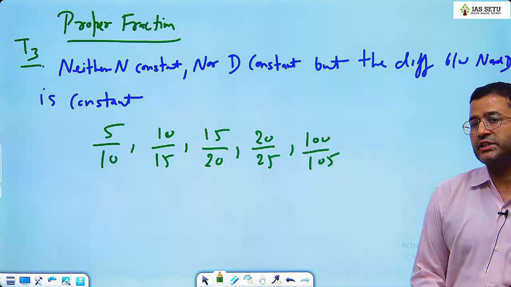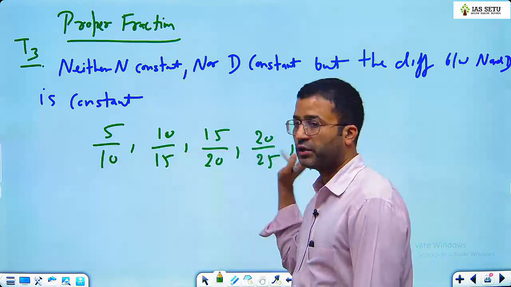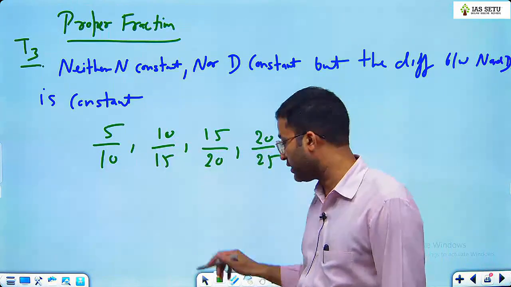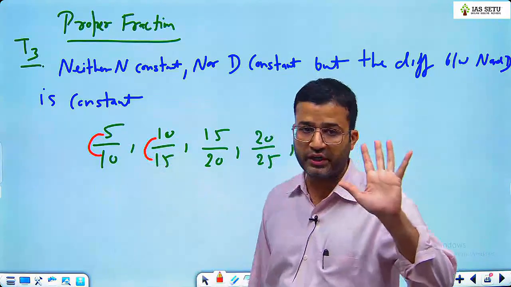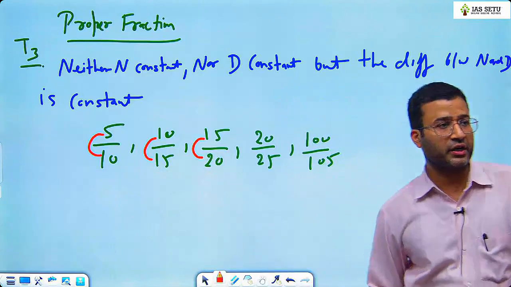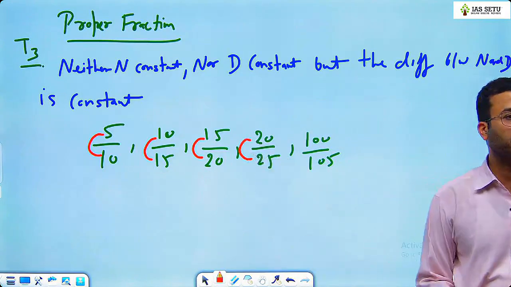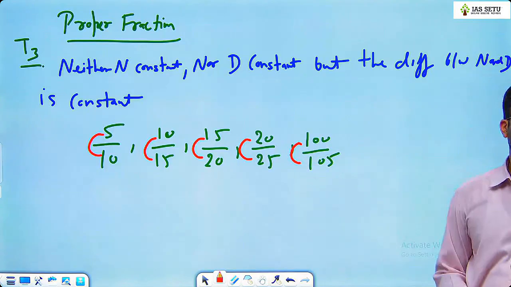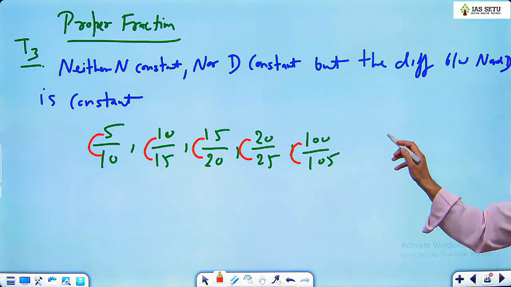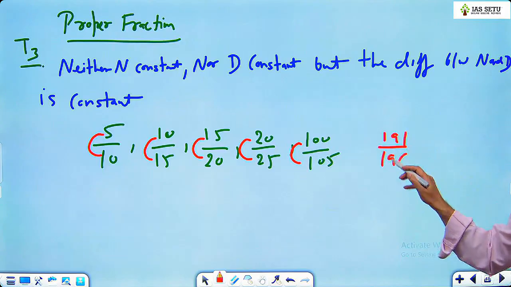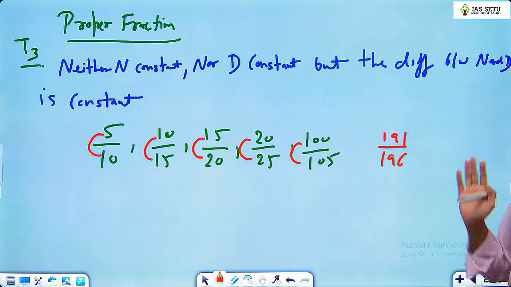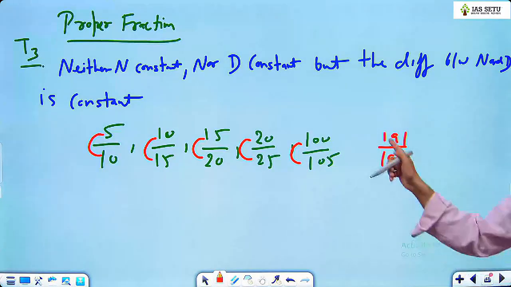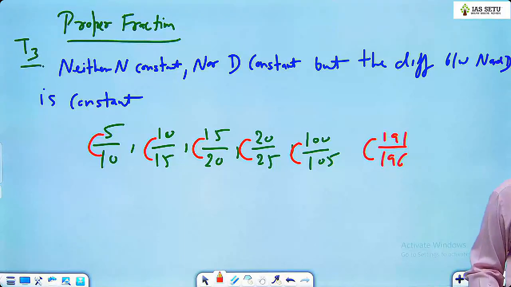See, only the condition is neither numerator constant 5, 10, 15 nor denominator constant, but the difference between numerator and denominator is 5. Difference between numerator and denominator is 5. It can be like 191 upon 196 also. ऐसा कुछ नहीं 5 का ही मल्टीपल हो, ऐसा भी हो सकता है 191 upon 196. Here difference between numerator denominator has to be constant and fraction has to be proper fraction.